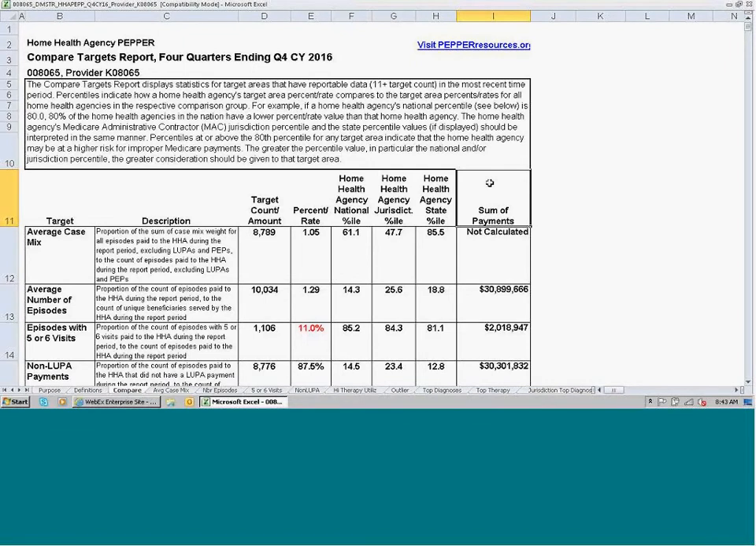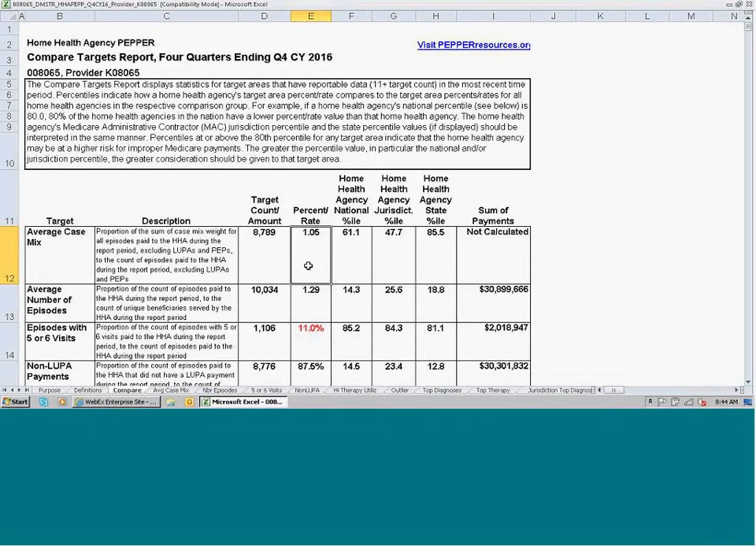So let's take a look at average case mix, the first target area here. This is calculating for us the average case mix for the episodes ending during this reporting period, and we're comparing the sum of the case mix weight for all those episodes ending in the calendar year, excluding lupus and PEPs, to the total number of episodes. Our numerator value is 8,789, which when compared to our denominator, which is not on this report, it's on the target area report though, we see that we have a rate of 1.05.